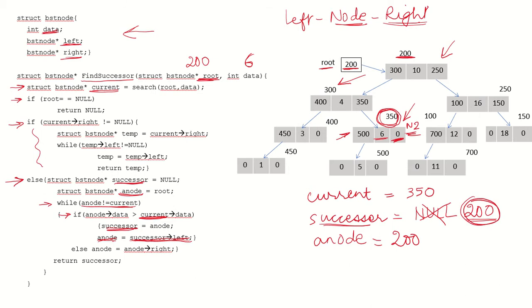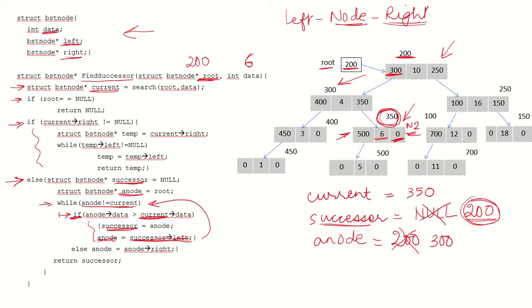200 is the successor. So we will start going to the left of this. So anode value will change to 300. We have to start traversing the left subtree now. Now again we go back over here. So if we were already in the if environment over here, now we go back again over here.